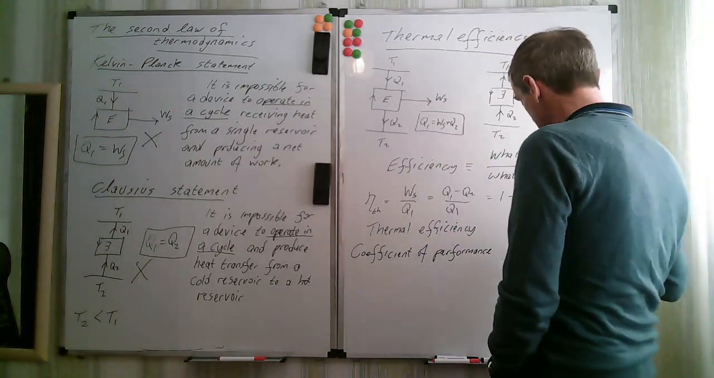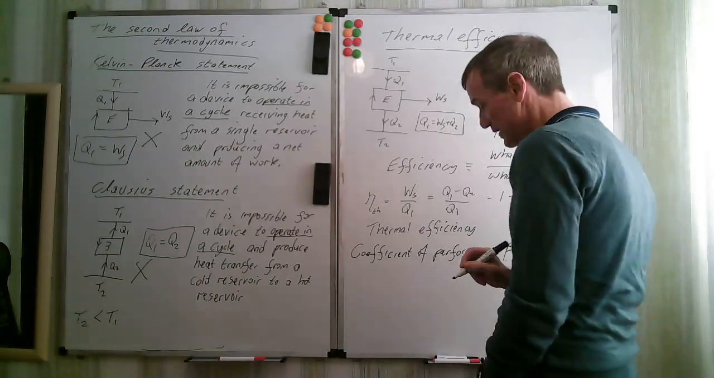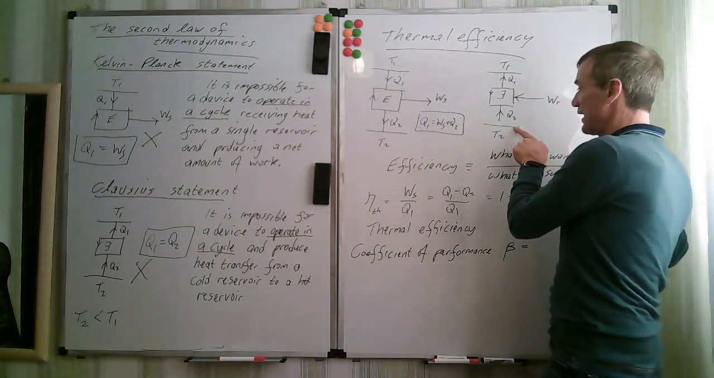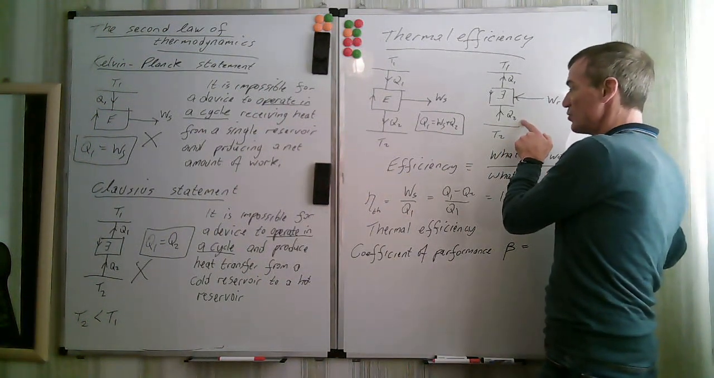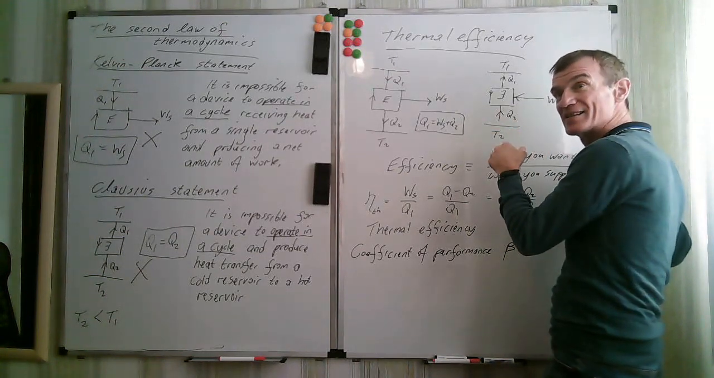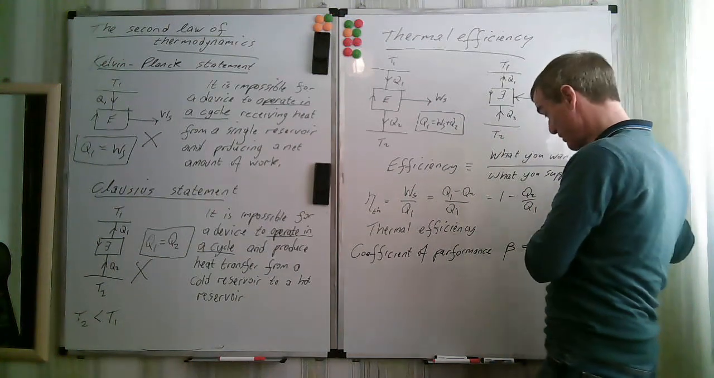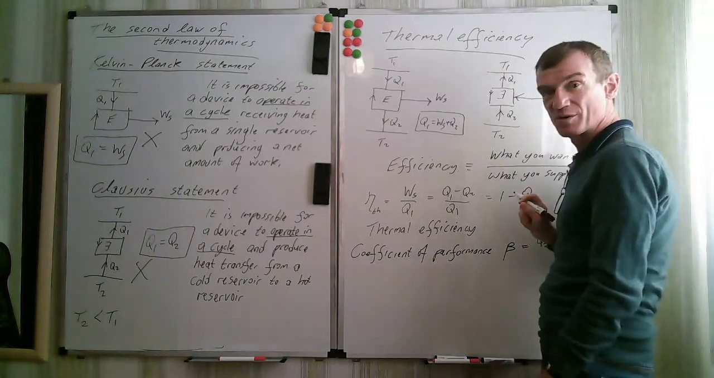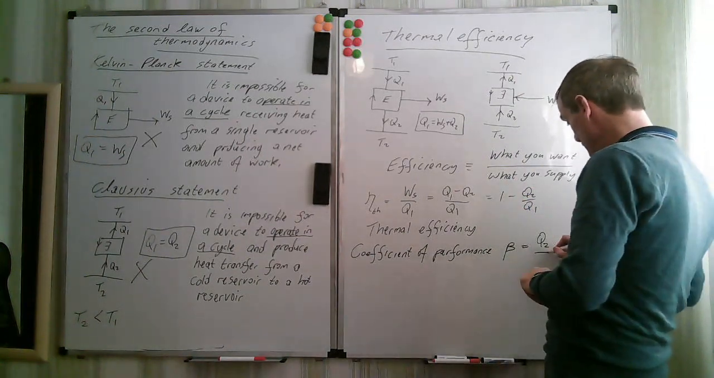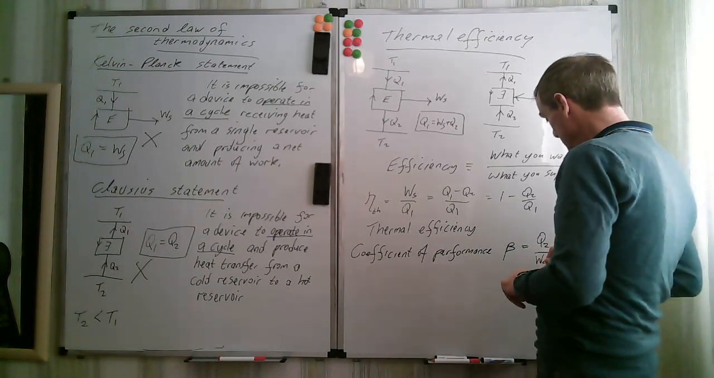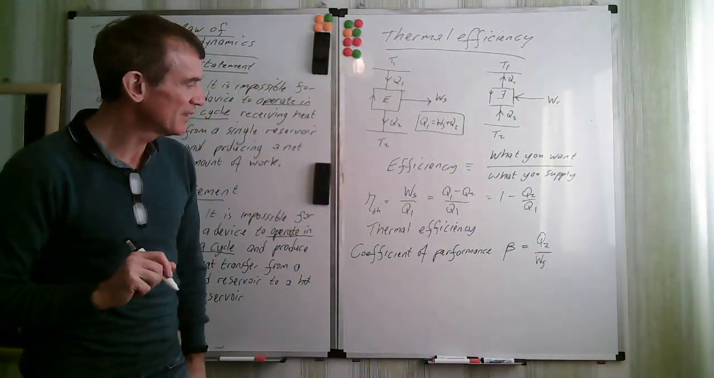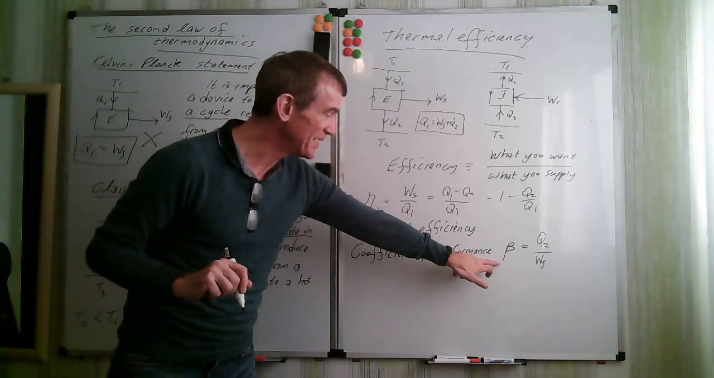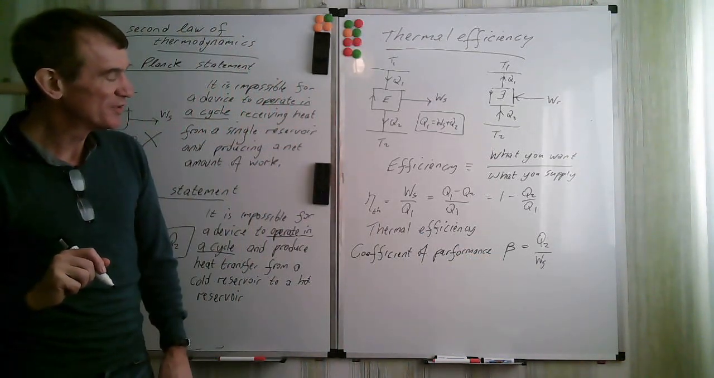Call that beta. For a refrigeration unit, what do we want? We want Q2. We want to take energy from the cold store, yes? That's what we want. And what do we supply? We have to supply work. So the coefficient of performance, as far as the refrigerator is concerned, beta is Q2 over Ws.